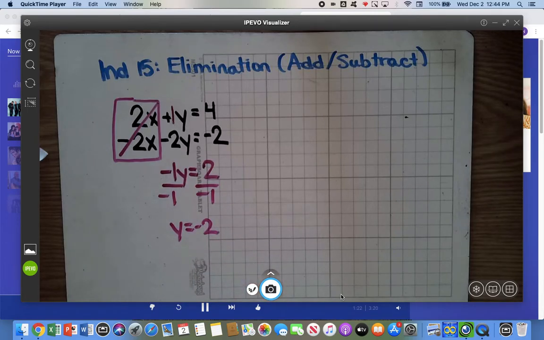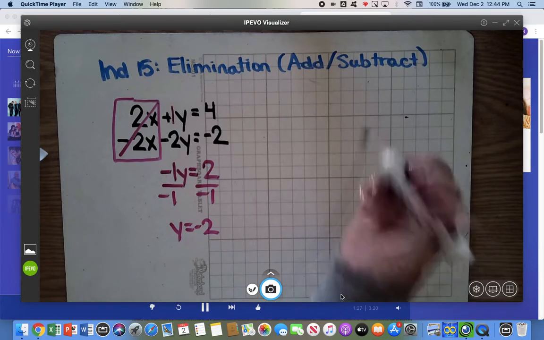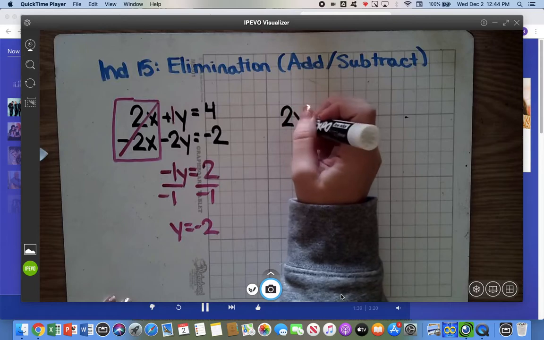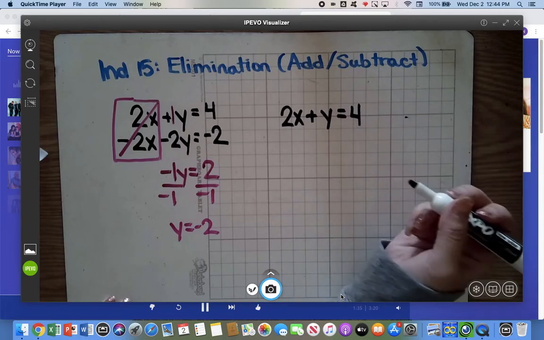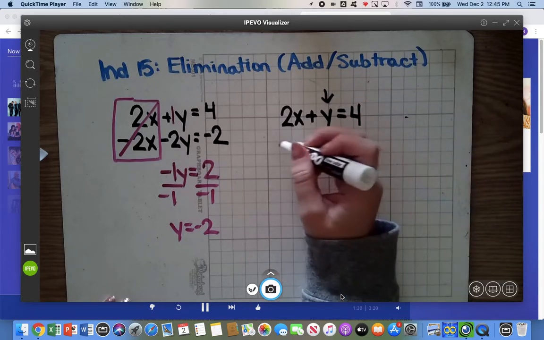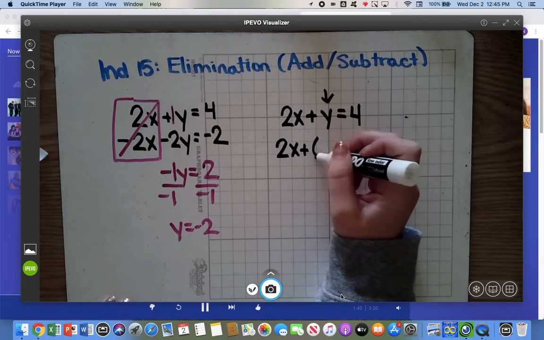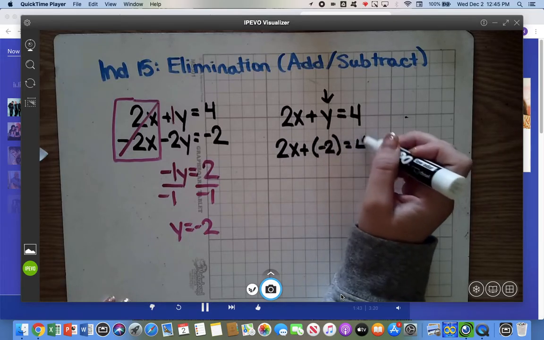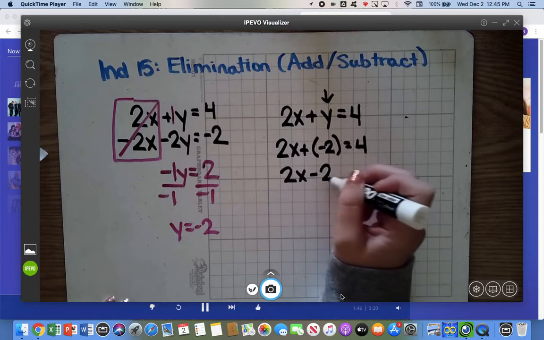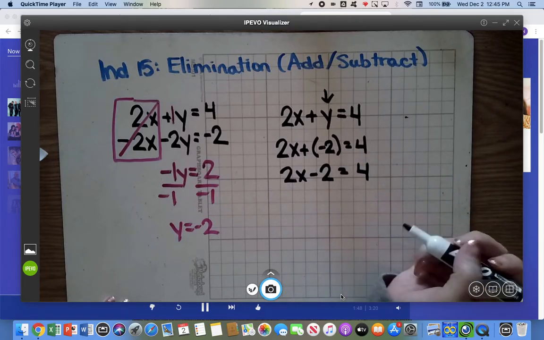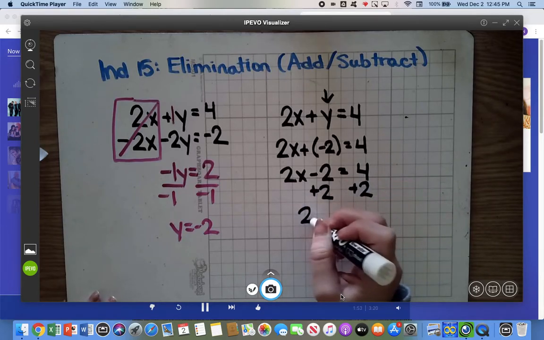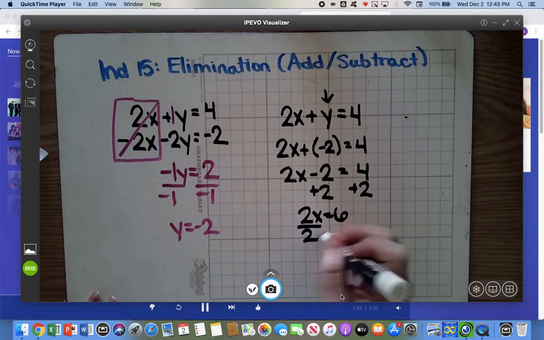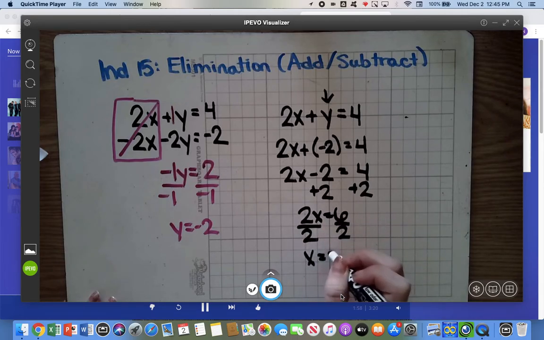So then at this point, you can choose either equation. I'm going to choose the top one just because I like working with positive numbers whenever possible. So I have 2x plus y equals 4. I now know my y value, which is negative 2. If you write that as 2x minus 2, it's a little bit easier to read. Then I add my 2 over, and I get 2x equals 6, and I divide by 2, and I get an x value of 3.